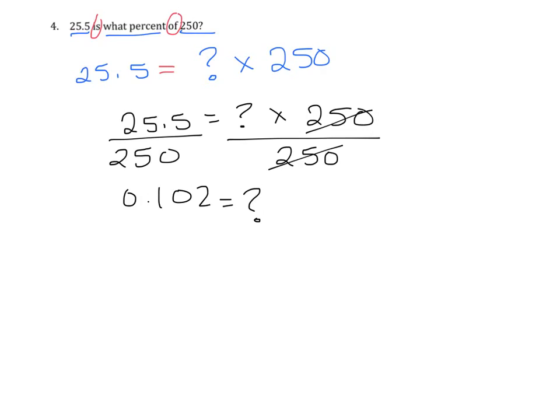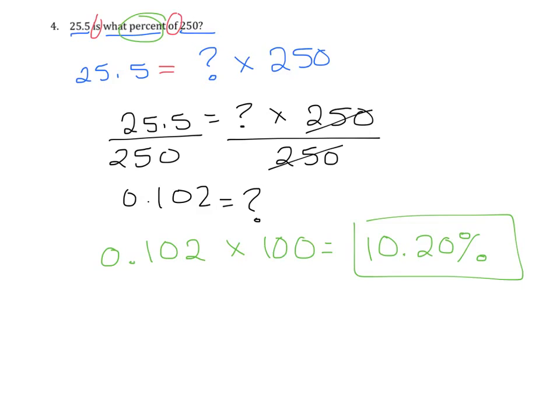When I key this into my calculator, I get a value of 0.102. Now remember, the question asked me to find a percent. Therefore, I'll take the decimal value 0.102 and multiply it by 100 to get a percent of 10.20%, or 10.2%. Therefore, 25.5 is 10.2% of 250.